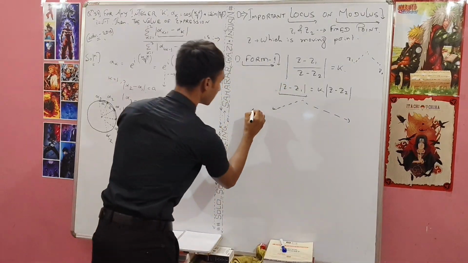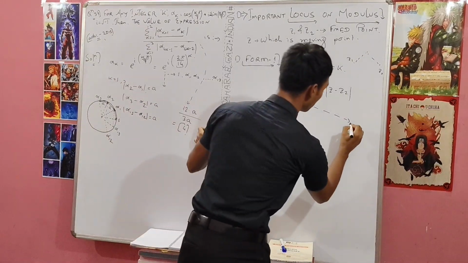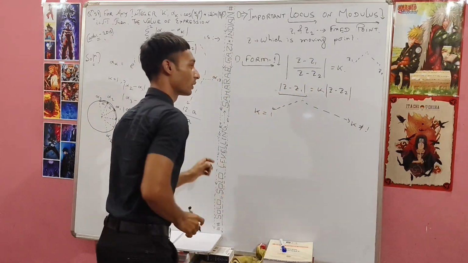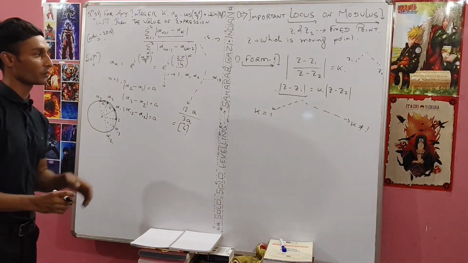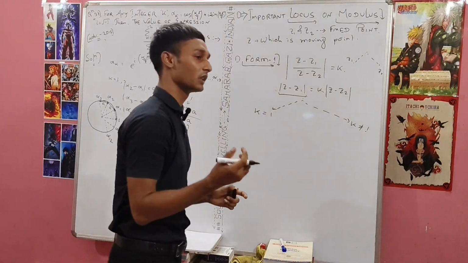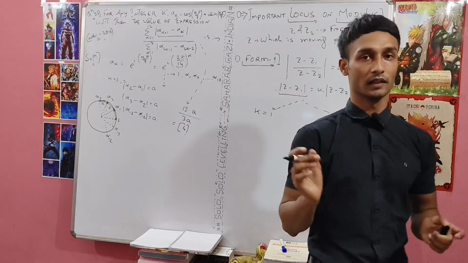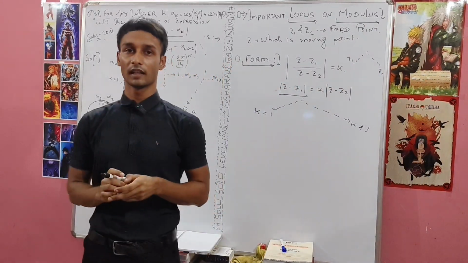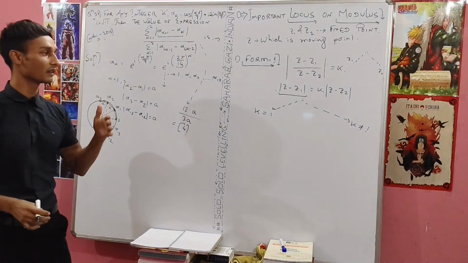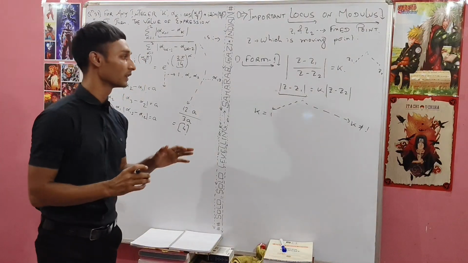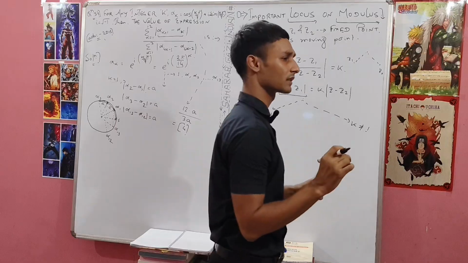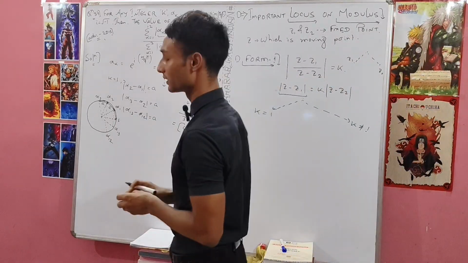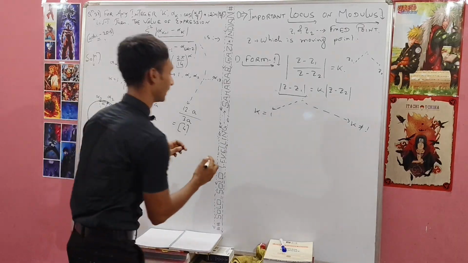Okay, when k is equal to 1 and when k is not equal to 1, you will get two types of equations from here. Now first, when k is equal to 1, what does it mean? It means the distance between z and z1 and the distance between z and z2, these two are the same. It means z is somewhere lying between the line segment of z1 and z2. Let's see how.